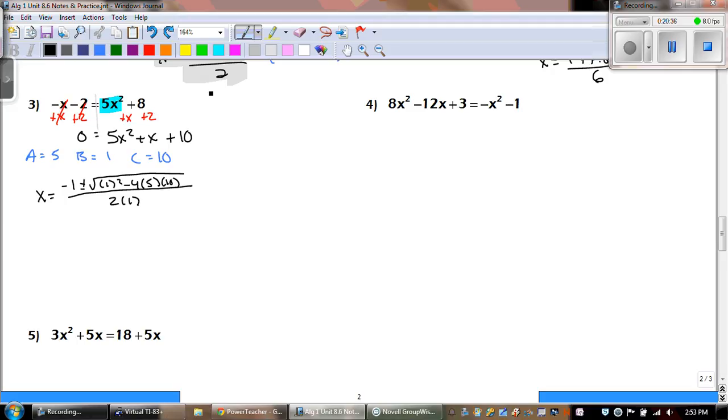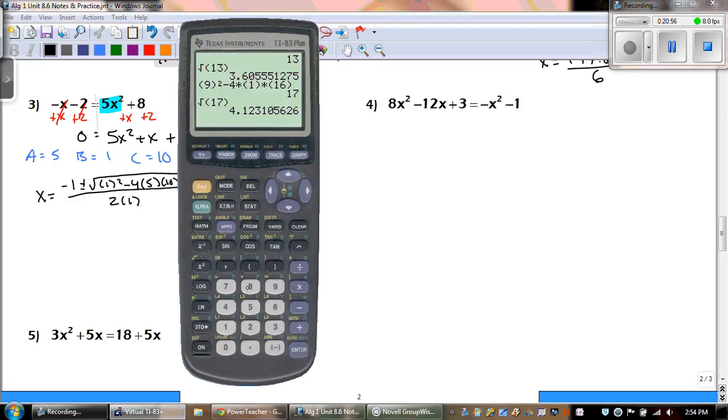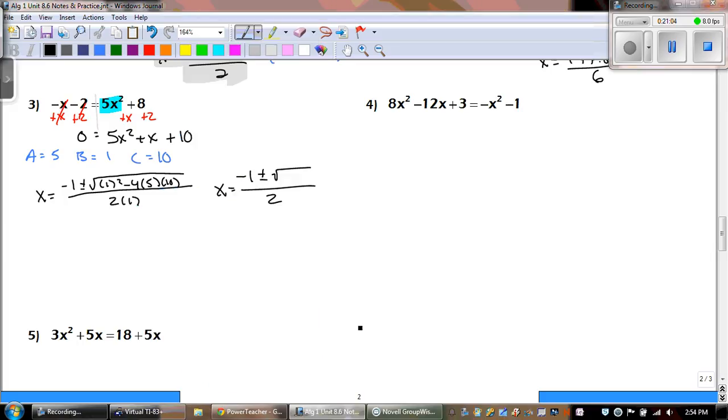Okay, so let's go ahead and start solving. Did you get everything in the right spot? So we have the opposite of B. 2's on the bottom because that's 2 times 1. What do you guys get for underneath the square root? All right, because we have 1 squared minus 4 times 5 times 10, which gives us negative 199.